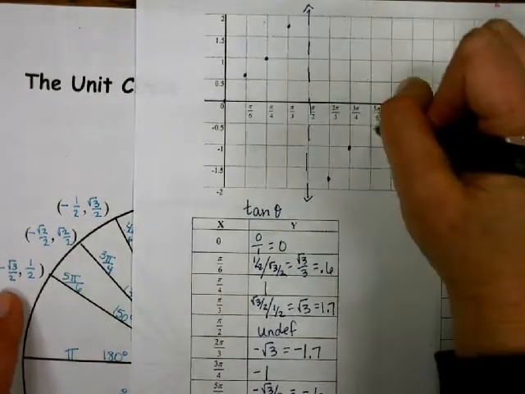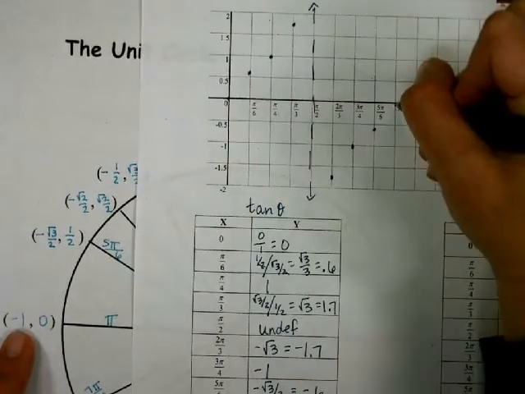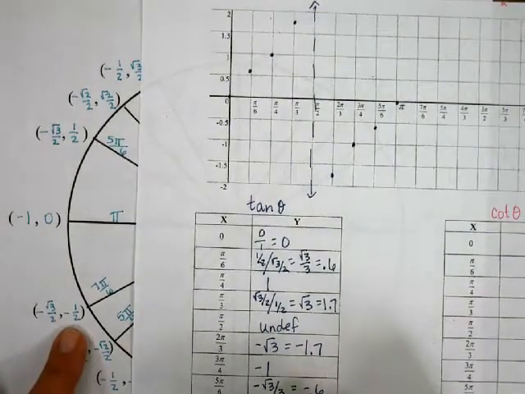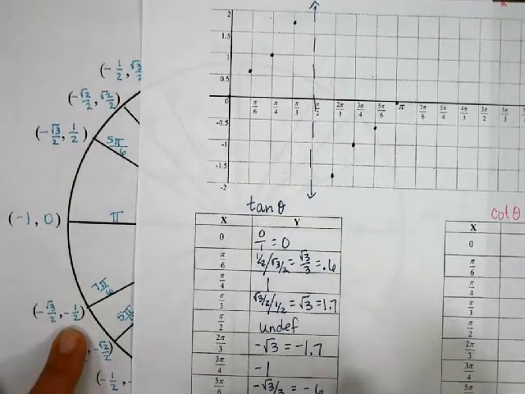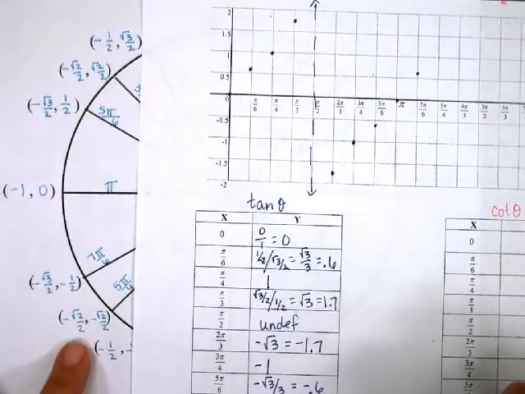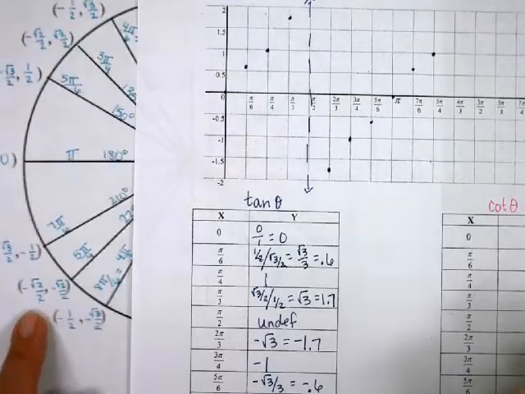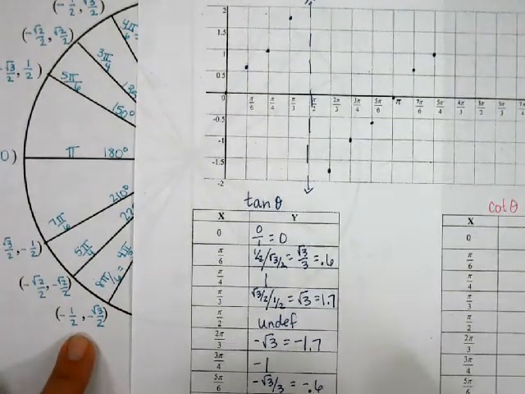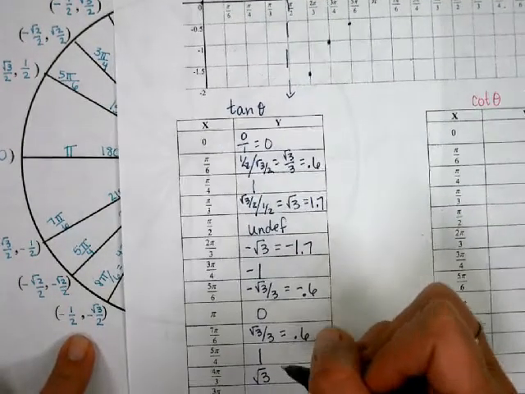Pi. 0 over 1 is 0. 7 pi over 6. They're both negative, so now this guy is going to be root 3 over 3, positive 0.6. Negative and a negative is a positive, so 5 pi over 4 is 1. 4 pi over 3, that gives me a positive root 3, so 1.7.